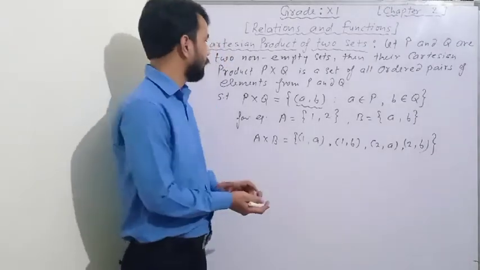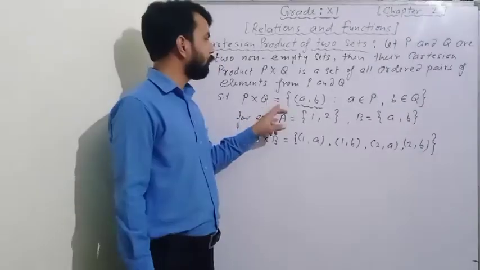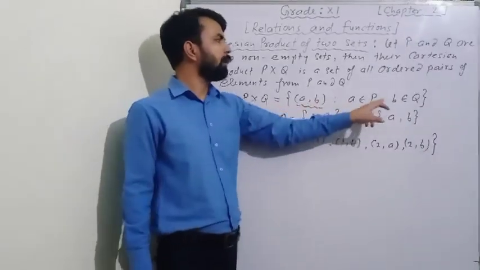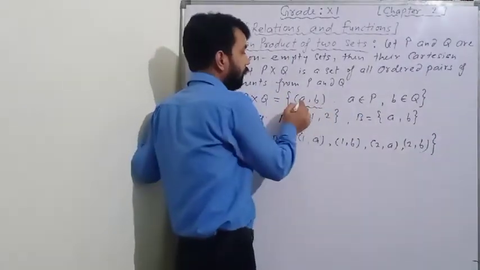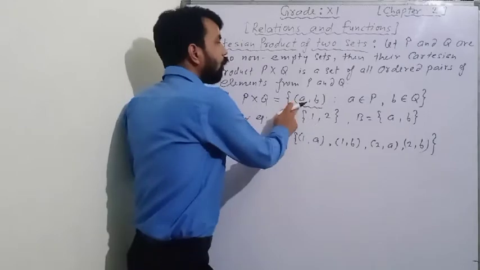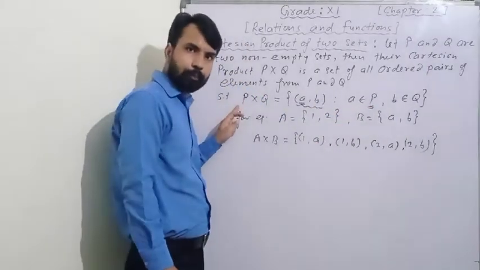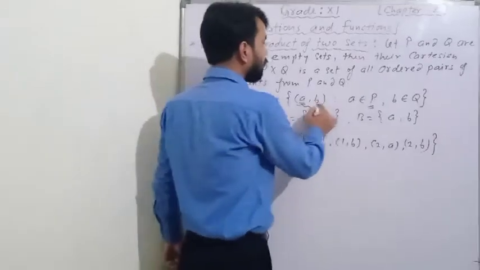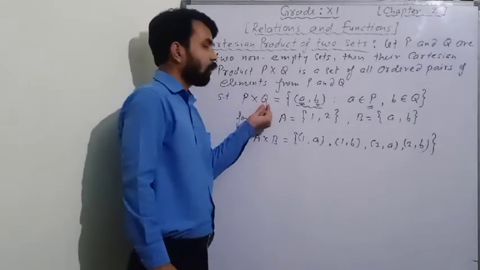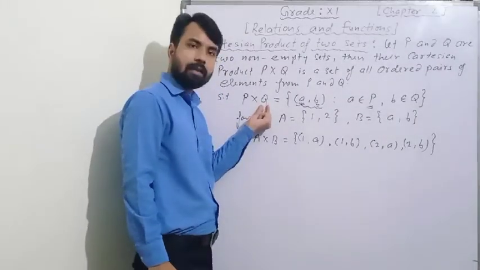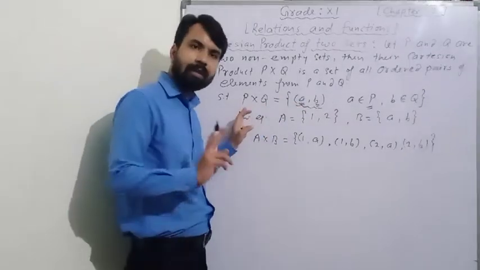Understood? Now see, the mathematical representation of Cartesian product is here. P cross Q equal to (a, b), where a belongs to P and b belongs to Q. Means in this ordered pair, the first element is a, so it will always represent the set P. Set P is the very first set here. Clear? And the second element b will always represent the second set of the Cartesian product. So second set is Q. So second element belongs to second set and first element belongs to first set.